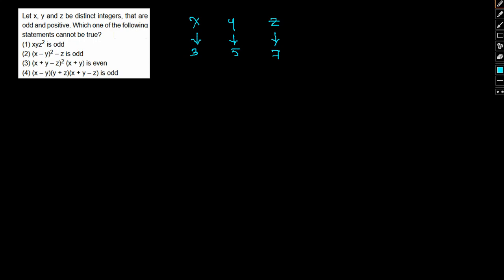So we know x into y into z square is odd. Simple: odd into odd will give us odd, and again odd into odd will again give us odd. So if we multiply the entire thing we'll attain odd, and if we square it, odd square, like 7 square is 49, 3 square is 9, again gives us an odd number only. So option A gets cancelled out.